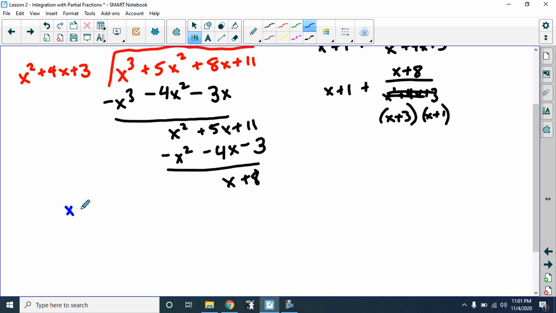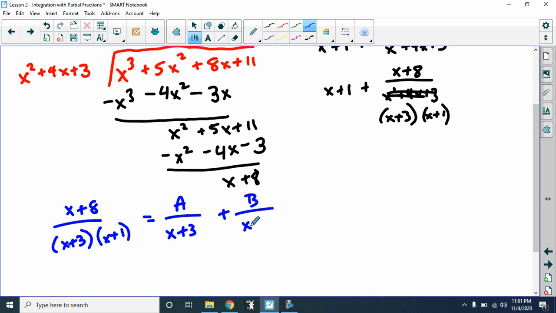So partial fractions, I've got x plus 8 over x plus 3 times x plus 1. A over x plus 3 and b over x plus 1. Multiply through by that. It's going to give me x plus 8 equals a times x plus 1 plus b times x plus 3.